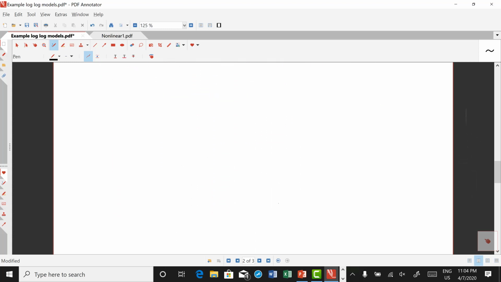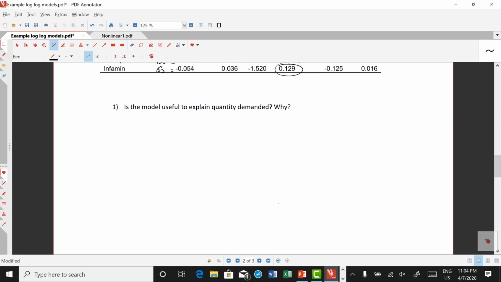Okay, so let's practice. Is the model useful to explain the quantity demanded? Remember, that's supposed to be the first thing that you look at, that F statistic. And the answer is yes, because the F statistic's p-value is lower than 0.05.